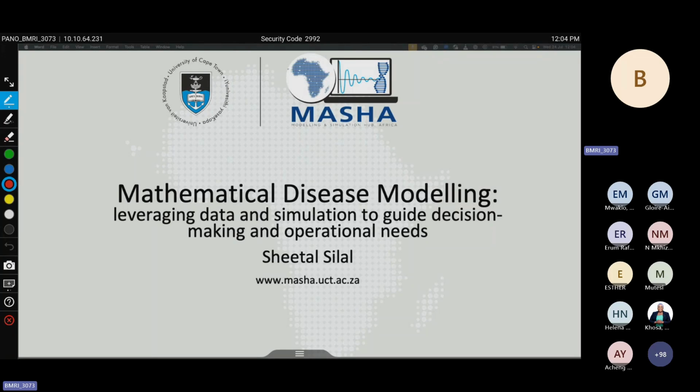Yes, I'm Sheetal Silal, and I'm based at University of Cape Town at a disease modeling group called MASHA. As Akari said, that's Modeling Simulation Hub Africa. The first thing you'll note is that we really don't have anything disease or health related in our names, and that's because, based in the Faculty of Sciences, we're in the Department of Statistical Sciences and concerned a lot with methodology and being strong in a variety of skill sets.